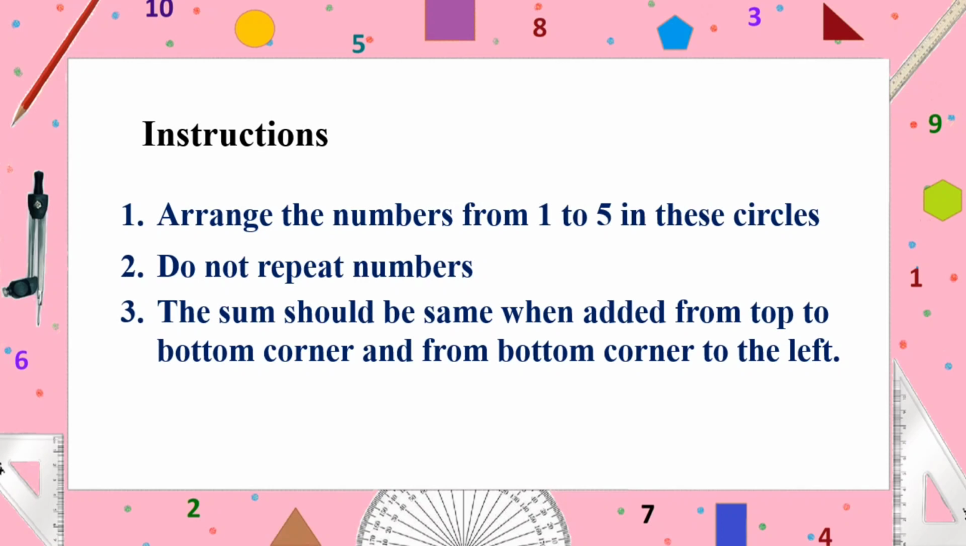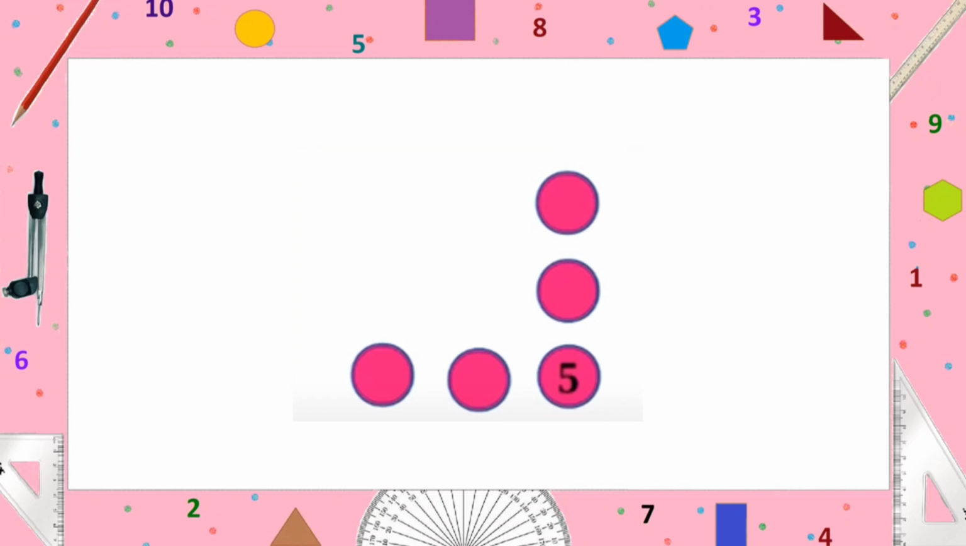Do you need a clue? Yes, I will give you a clue. You can write the number 5 on the corner circle. This is the clue for you. You can write number 5 at the corner circle. Now, can you try?